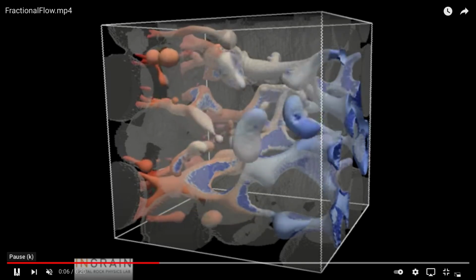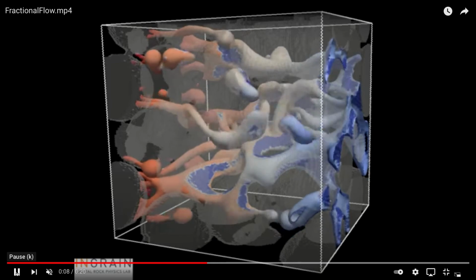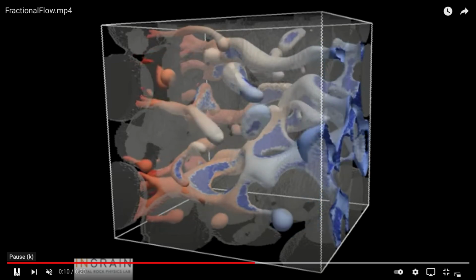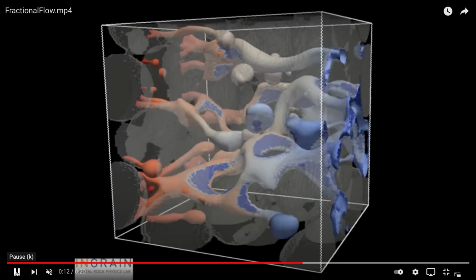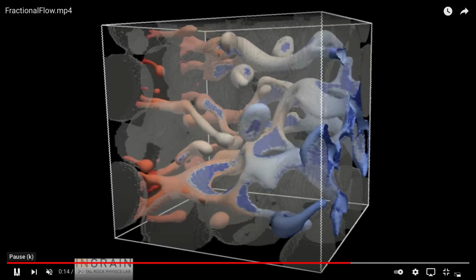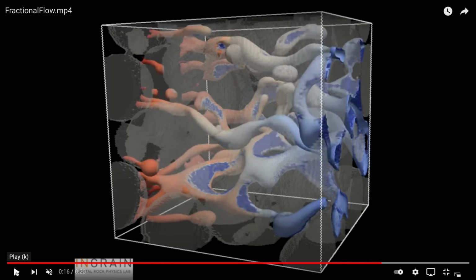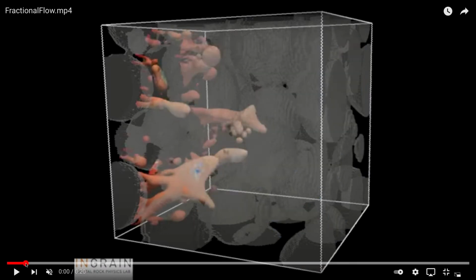So far we've been talking about conservation equations, conservation of mass and conservation of momentum. Today we'll do some examples, but where this is going is that, I don't know what disciplines you are in, but this is a simulation from a company called Ingrain.